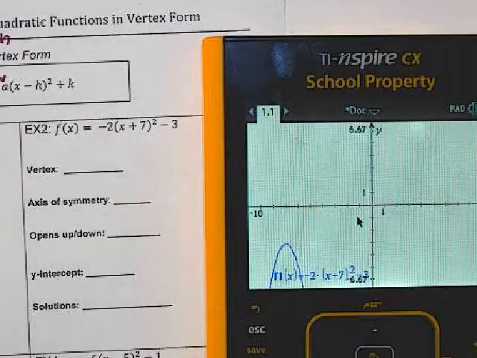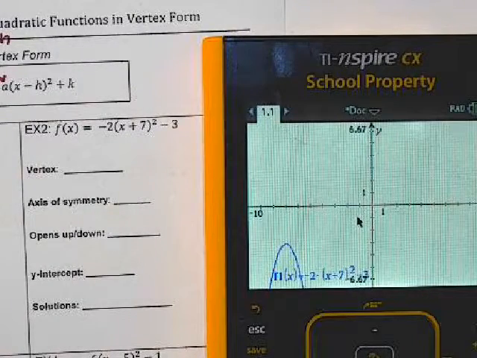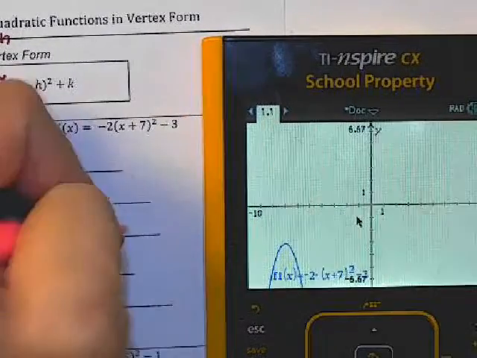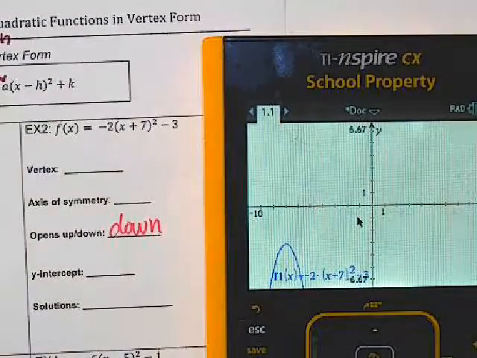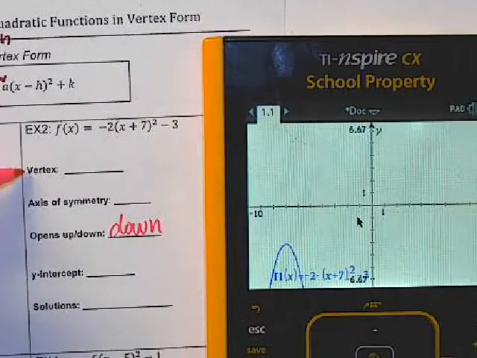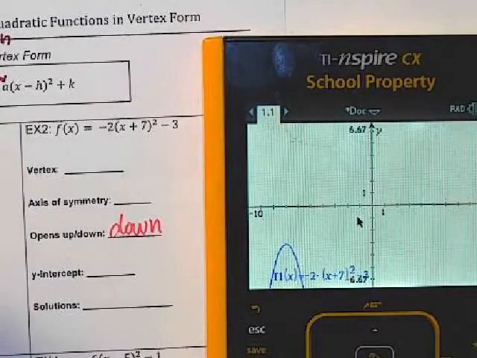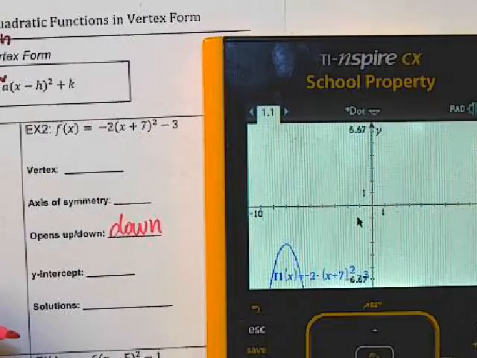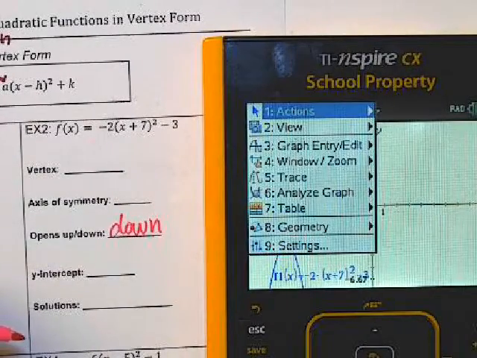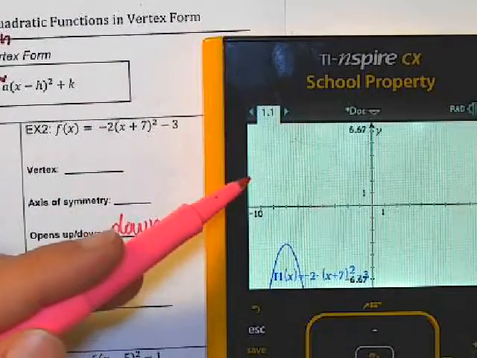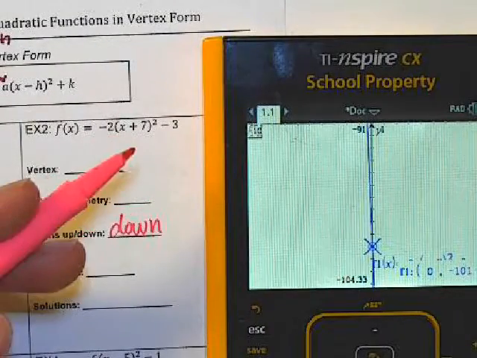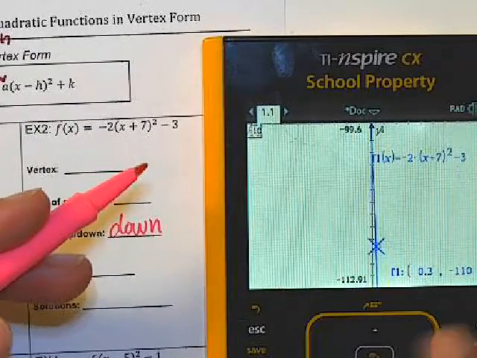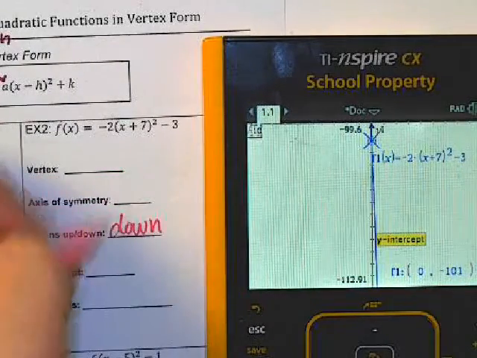So the first thing that I can see when I look at this automatically is, is it opening up or down? Down. So that's what I'm going to answer first. The other questions I can get by turning my trace on. So let's turn our trace on. Menu, 5 for trace, 1. And when I turn it on, what's it automatically start at? The y-intercept.